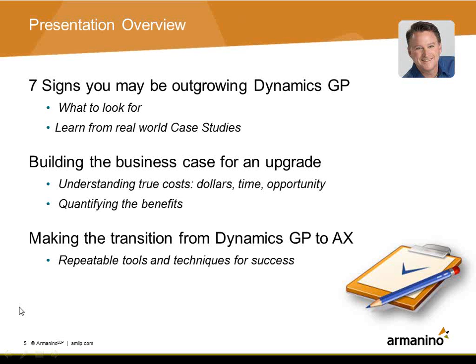At Armanino, as an organization, we have three different divisions. We have our audit group, our tax group, and our consulting organization. Within the consulting team, we have about 150 GP customers and around 75 AX clients, and we've got over 100 professionals within Armanino focused on delivering services on Microsoft Dynamics solutions.